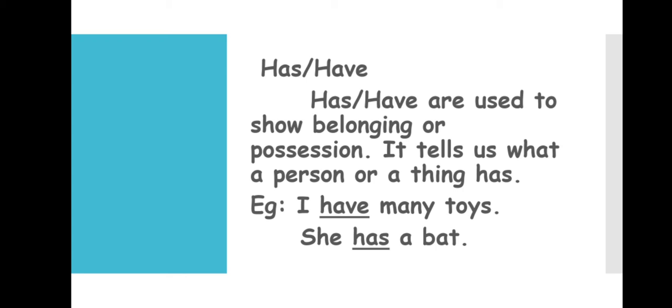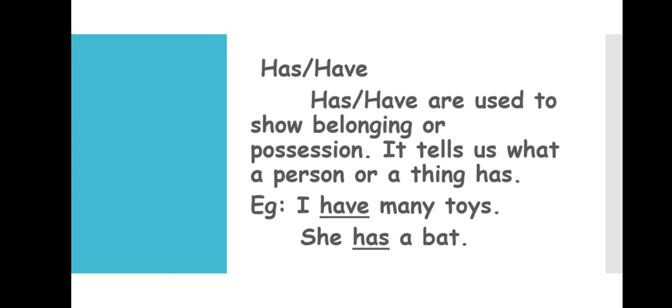In the case of the helping verbs has and have, there are some things we have to keep in mind. Let's look at it. Has or have are used to show belonging or possession. If something belongs to someone, then we use has if it's singular, and if the subject is plural, then we use have. It tells us what a person or a thing has. Example, I have many toys. So here the toys are possessed by I. Okay, I have many toys.